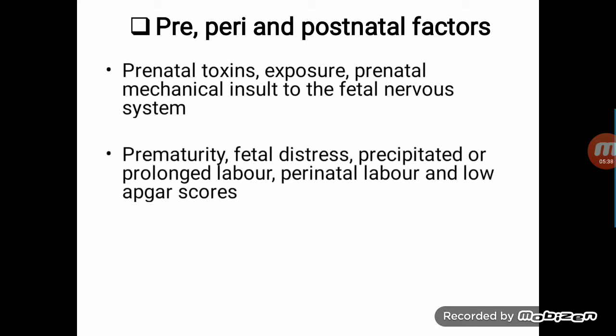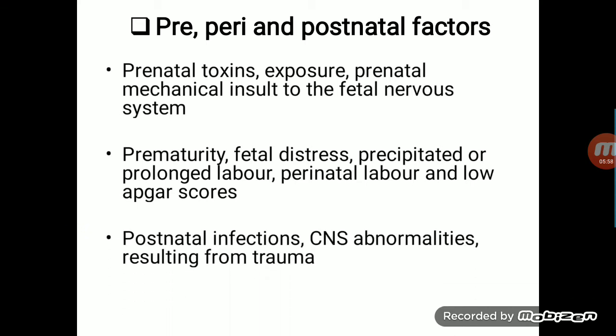Now the second one is perinatal, that is during delivery, right? So any premature delivery or any fetal distress at the time of delivery, or precipitated or prolonged labor at the time of delivery, and any perinatal labor complications and a low APGAR score can also be the cause.